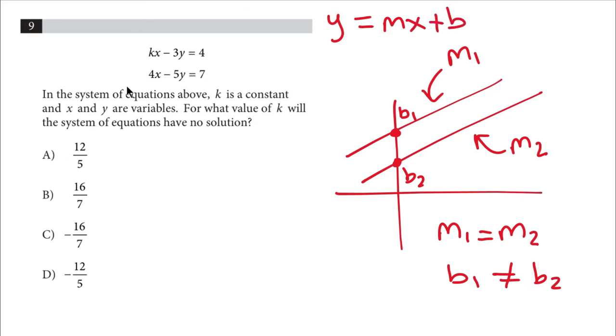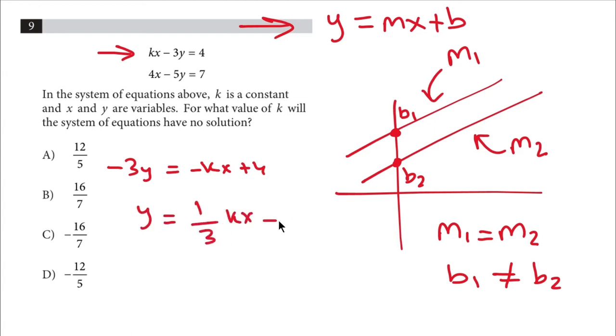Okay, so now let's take a look right here. We have our two lines, but they're not written in the original form. They are written in the form ax plus by is equal to c. And so we need to change this. So let's first of all take a look at the first equation right here. Let's rearrange and solve for y. Negative 3y is equal to negative kx plus 4. And let's divide everything by negative 3. y is equal to 1 over 3 kx minus 4 over 3. This is our first line.